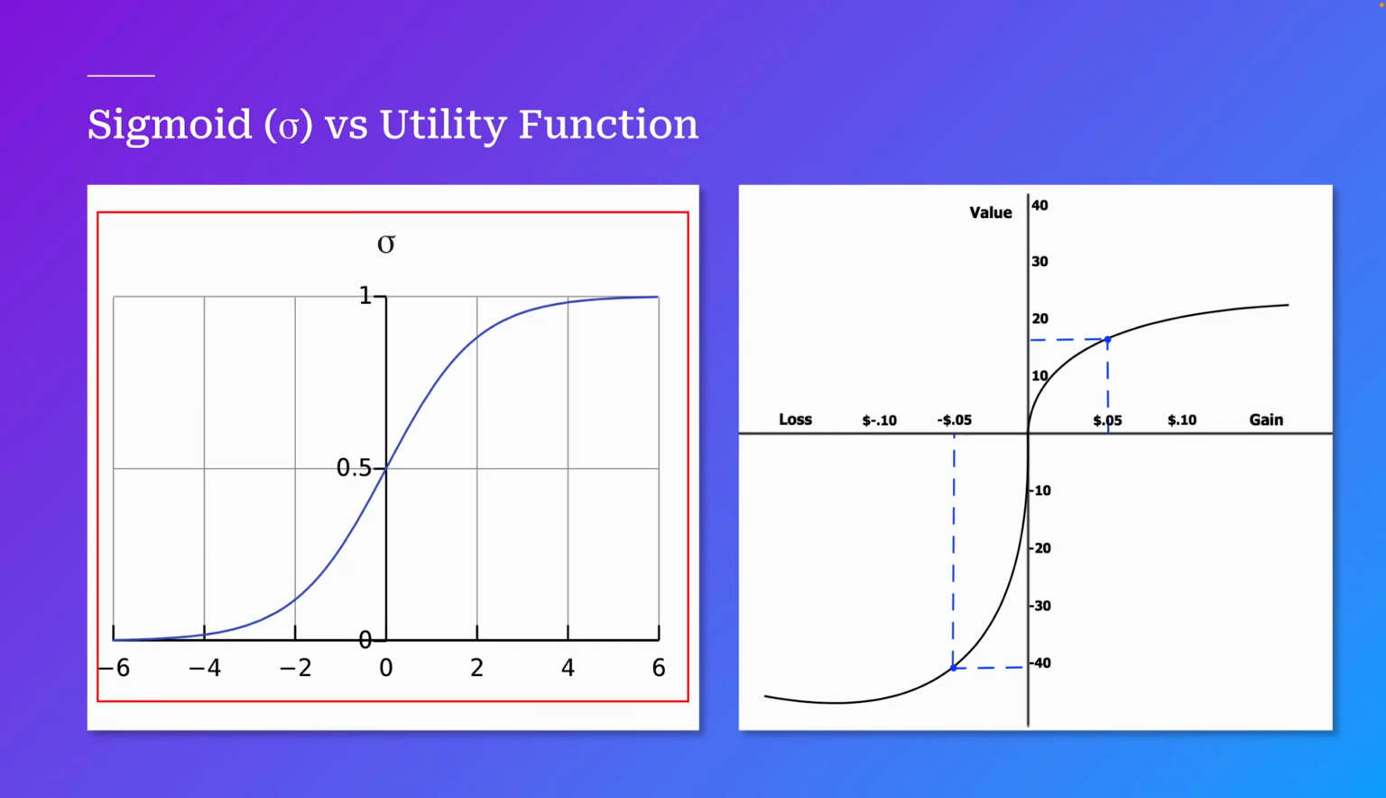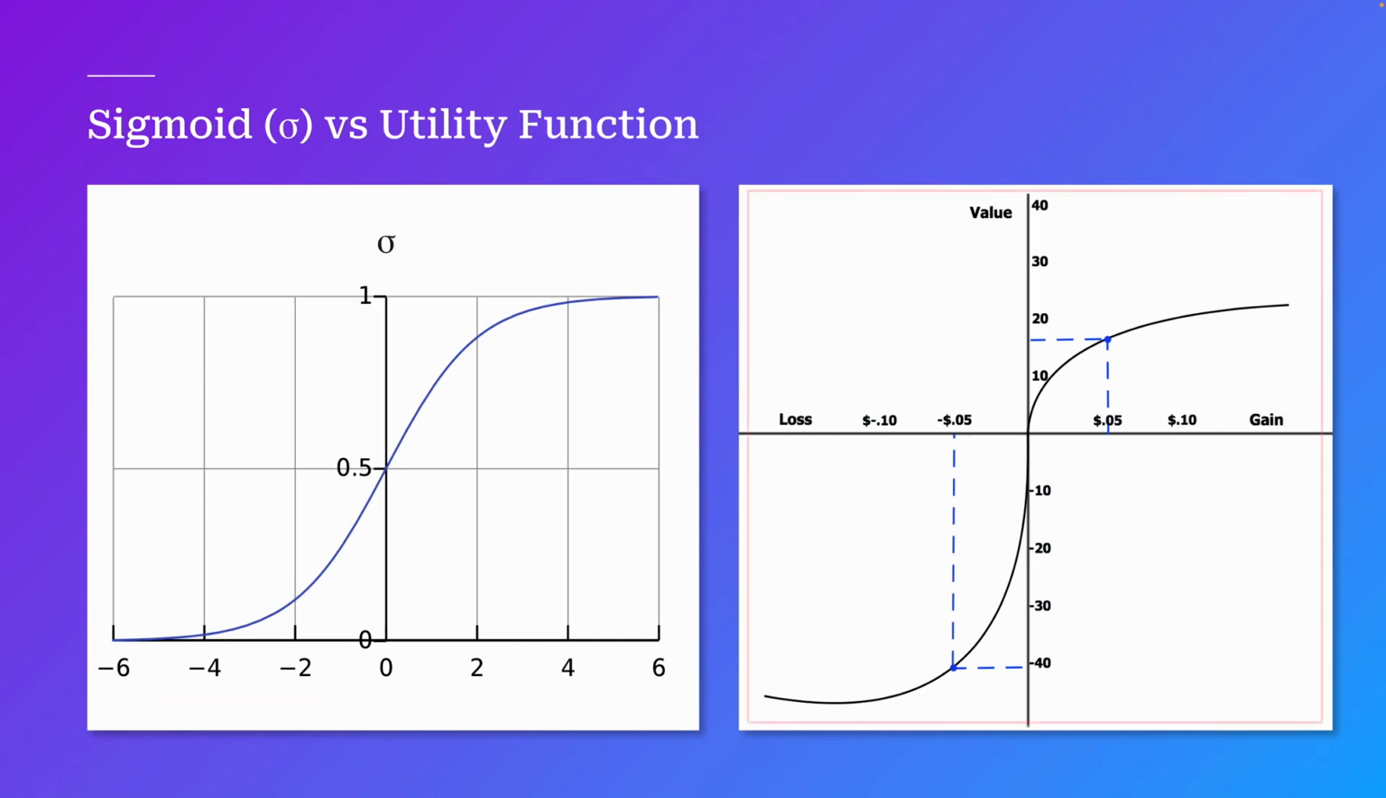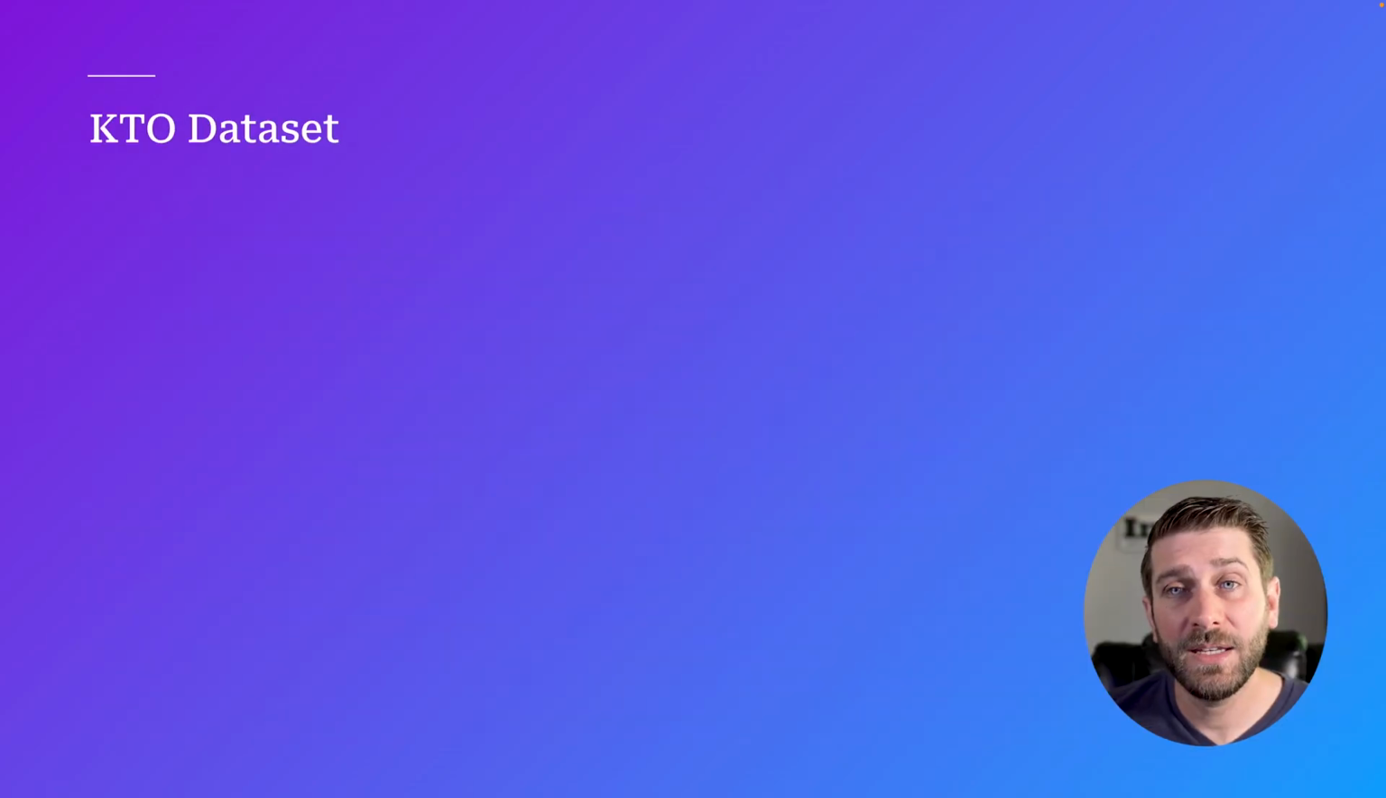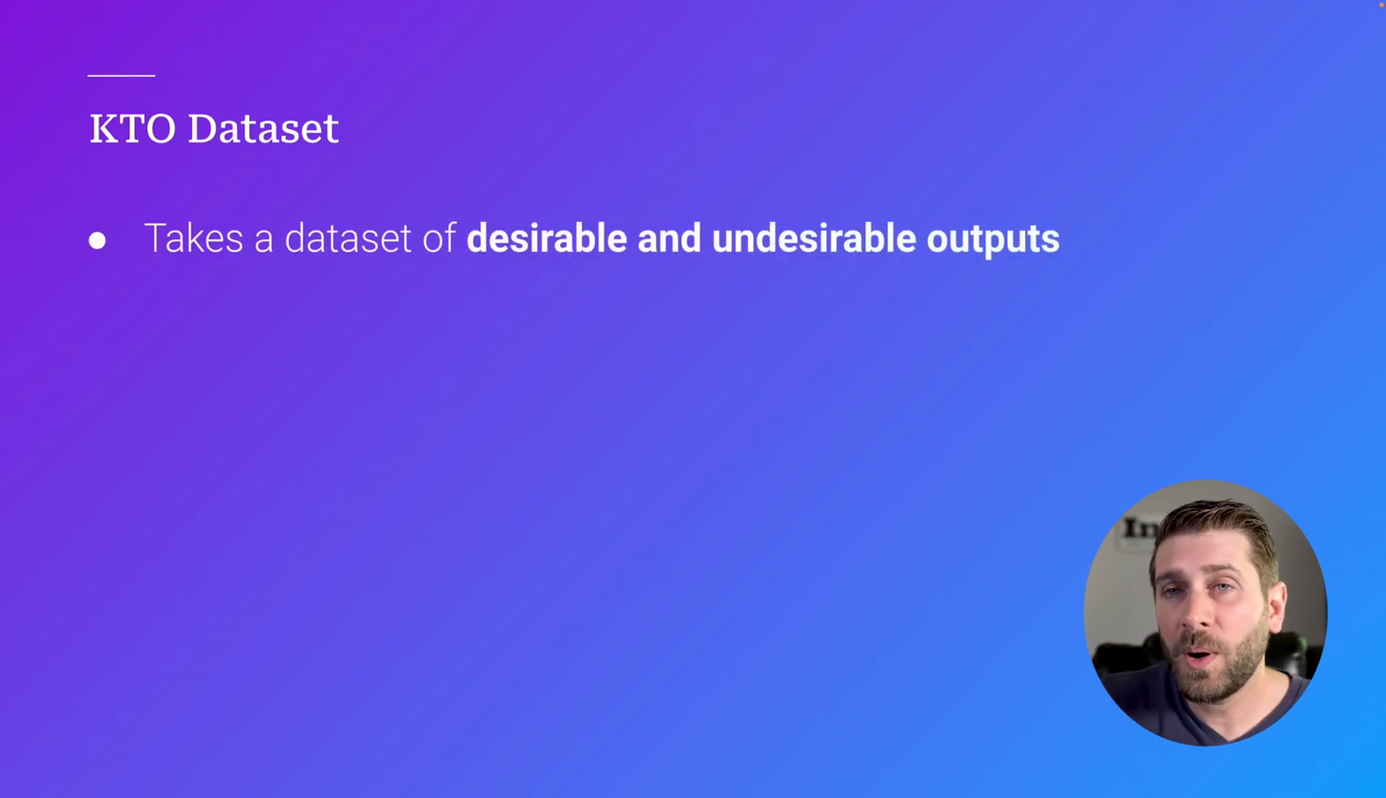So I actually thought it would be interesting to look at these two side by side. So you have a sigmoid function on the left and you have the value function from prospect theory on the right. You can see they're both kind of the same shape. So it's the same idea, it's just not literally the same function. Now, a KTO dataset is a little bit different from the DPO dataset. What it requires is a dataset of desirable and undesirable outputs.